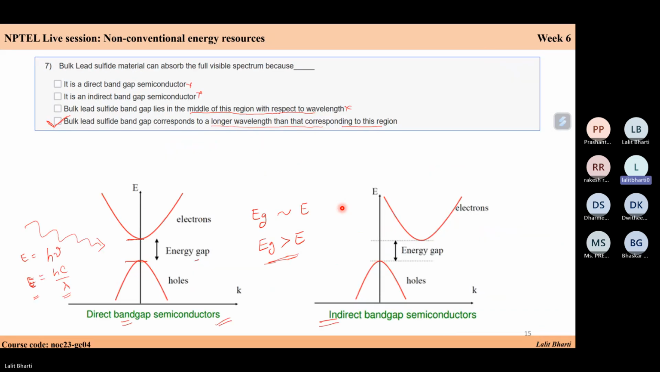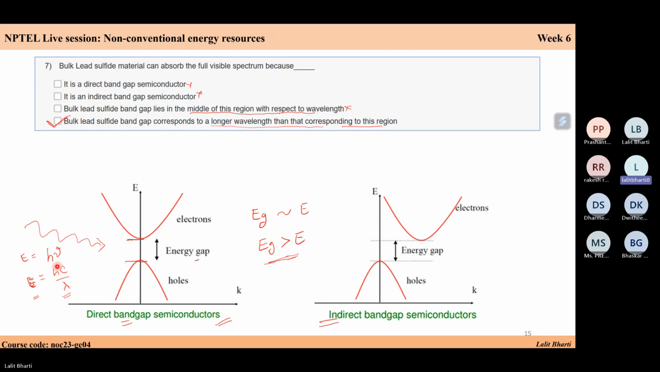Then we have the seventh question. The seventh question says the bulk lead sulfide material can absorb the full spectrum because these are direct band gap semiconductors, as opposed to indirect band gap semiconductors. But that is not related here, because being direct or indirect doesn't give you the reason for absorbing the full visible spectrum or not. Although lead sulfide is direct band gap, we are not taking this statement as correct because it is not the reason for absorbing the full visible spectrum.